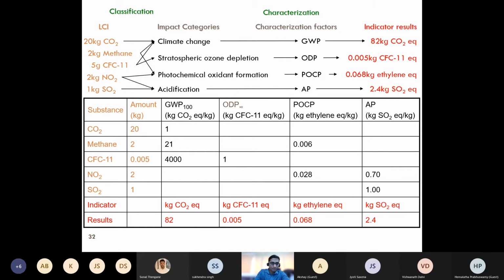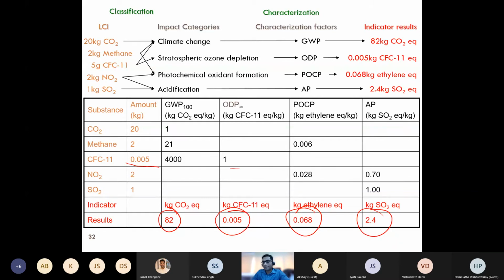So we have this total of 82 here, and something similar can be done for all the others. Like the ODP is just 0.005 into 1, we have 0.005, and we multiply these factors, we get these results. And a similar thing could be done for acidification potential as well.